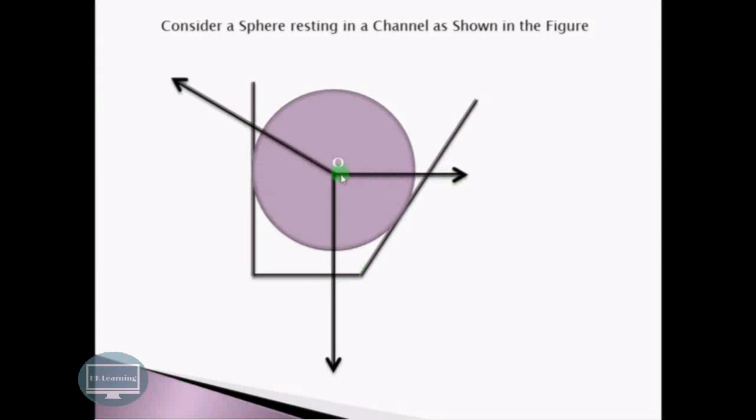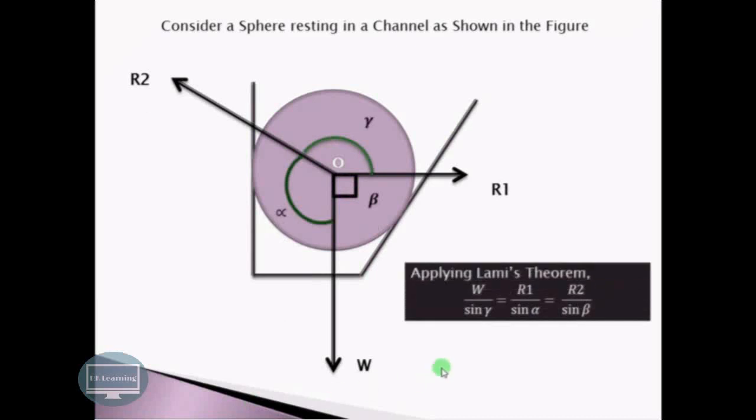Now, as we can see, the lines of action of the weight W, which is acting in the downward direction, and these reactions will always pass through a common point, that is O. Suppose these are the angles made by the respective forces and reactions as shown over here. Now applying Lami's theorem, each force divided by the sine of the opposite angle is equal: W upon sine gamma is equal to R1 divided by sine alpha is equal to R2 divided by sine beta. So from this equation we can find the various unknowns.